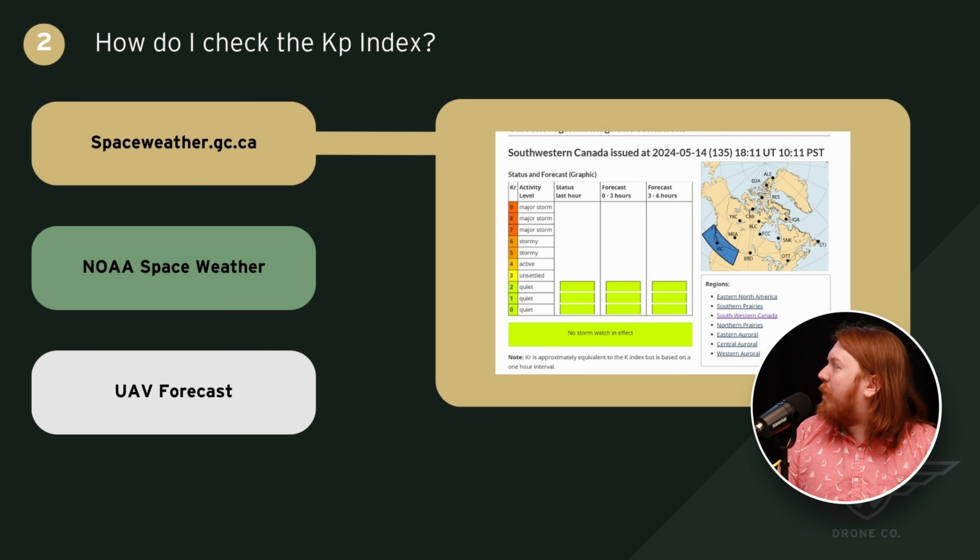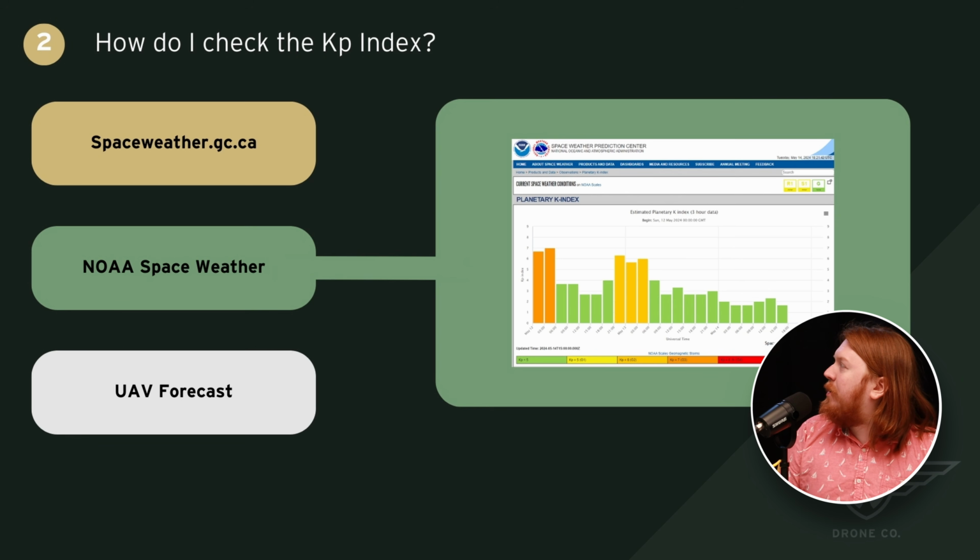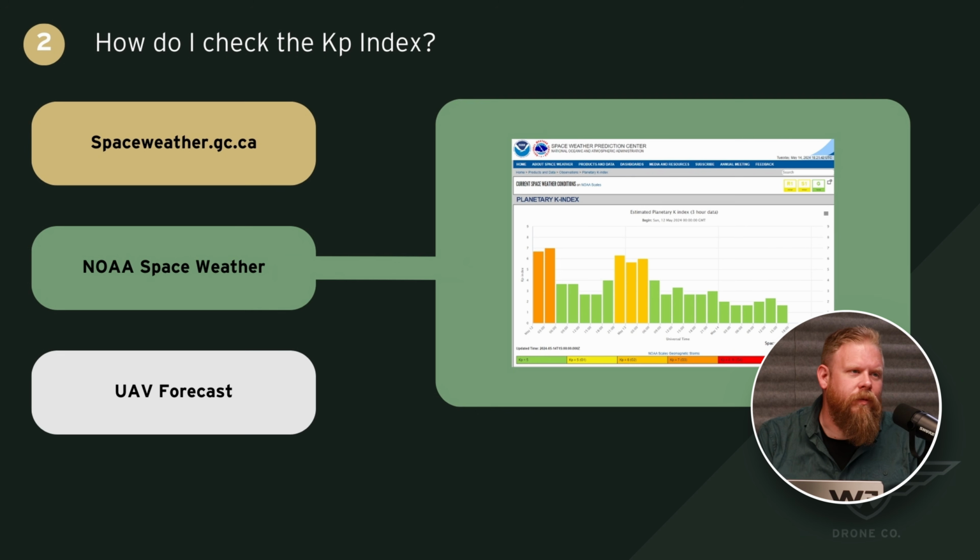For space weather, they do it by region. I grabbed all these screenshots yesterday, so this was after the event. You can see that in the last hour it was quiet, and both forecasts were quiet. And then this is NOAA space weather as well, and you can see that yesterday it was also relatively quiet, with some higher areas at some point, petering off from the historicals.